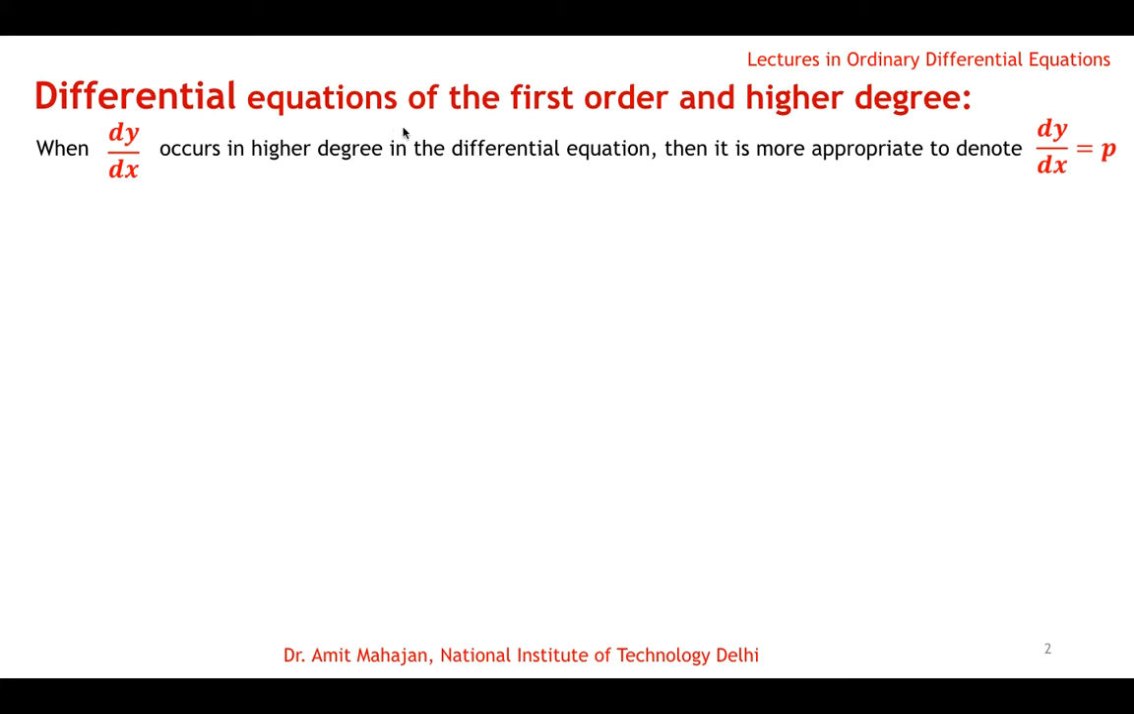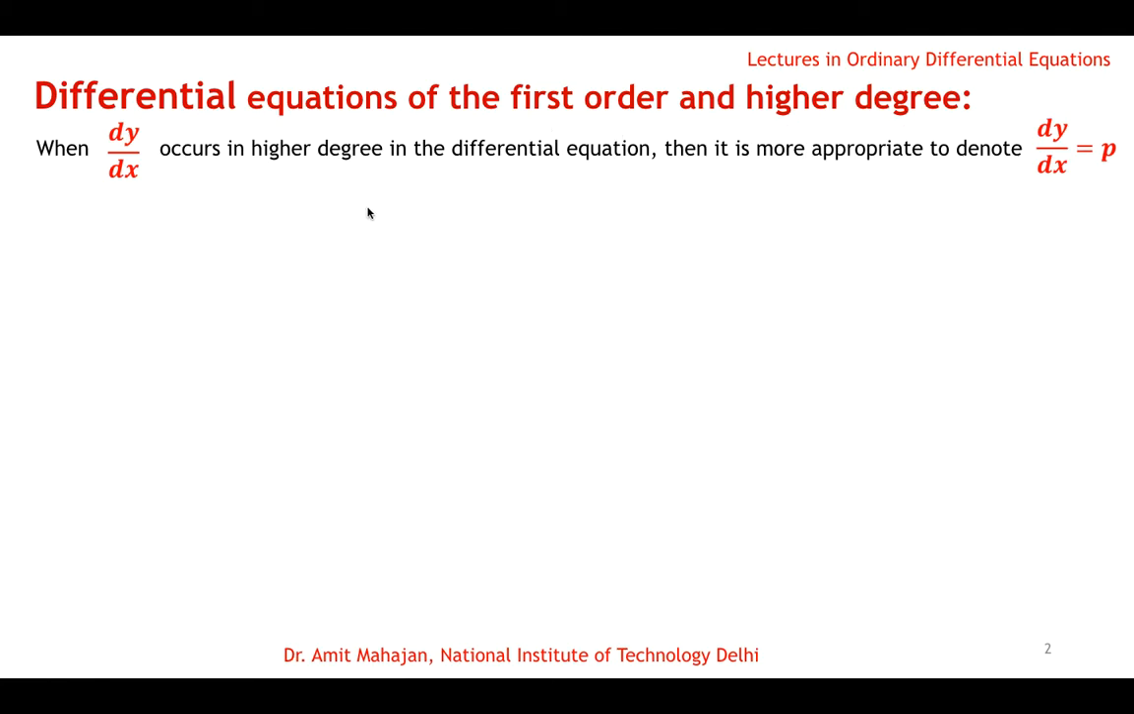So the differential equations of first order and higher degree. When dy by dx occurs in higher degree in the differential equation, then it is more appropriate to denote dy by dx as equal to p, or by the symbol p. So now we are going to talk about higher degree in first order.